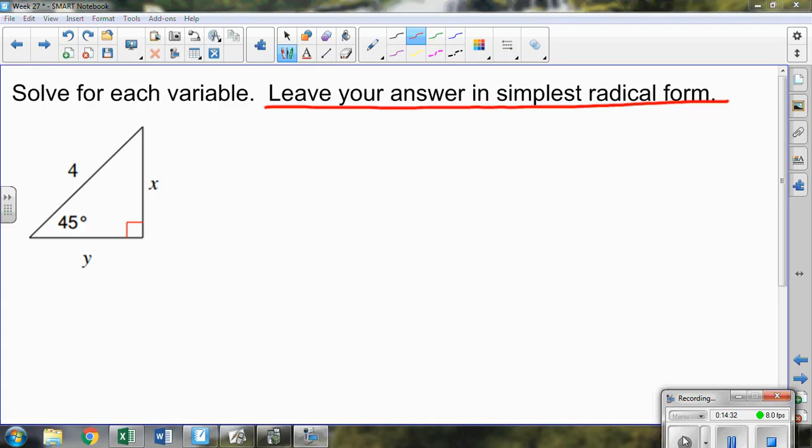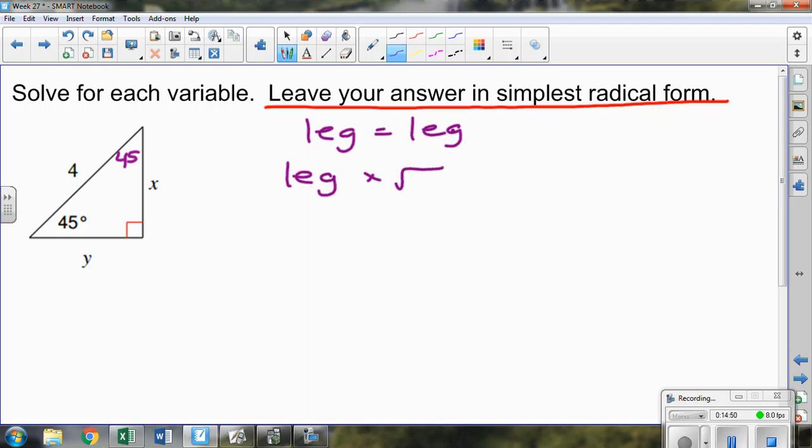All right, so let's start here. What type of triangle is this? Is it a 45, 45, 90, or is it a 30, 60, 90? 45. Okay, because it's a 45, 45, 90, we know two facts. Leg equals leg, and we also know leg multiplied by the square root of 2 will equal the hypotenuse.